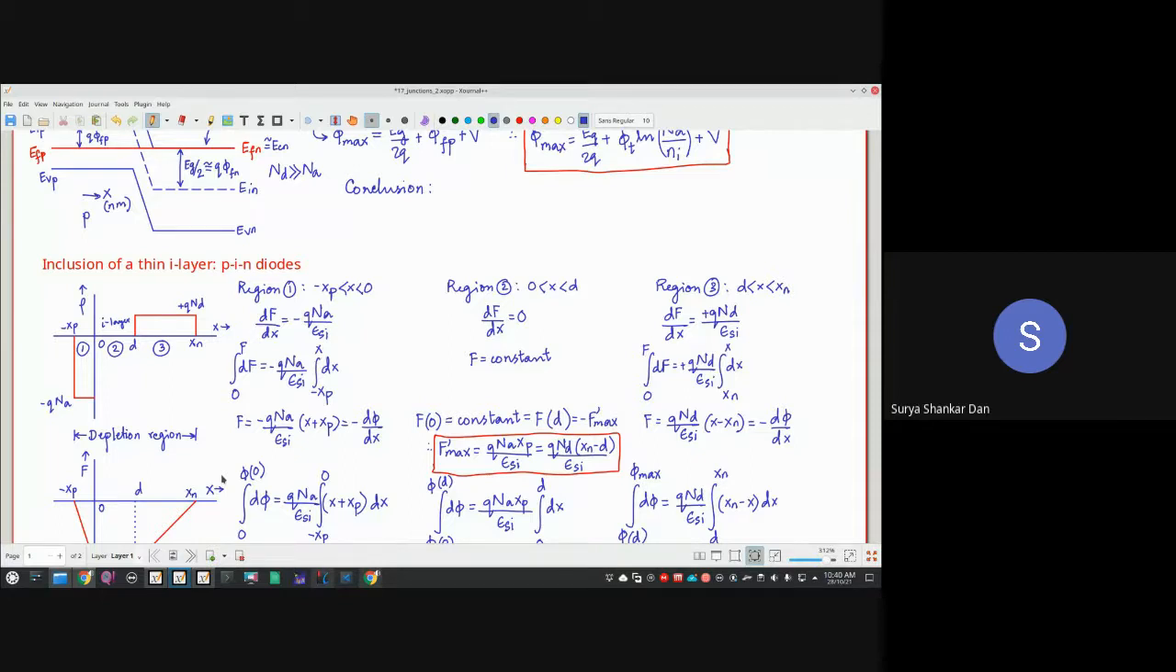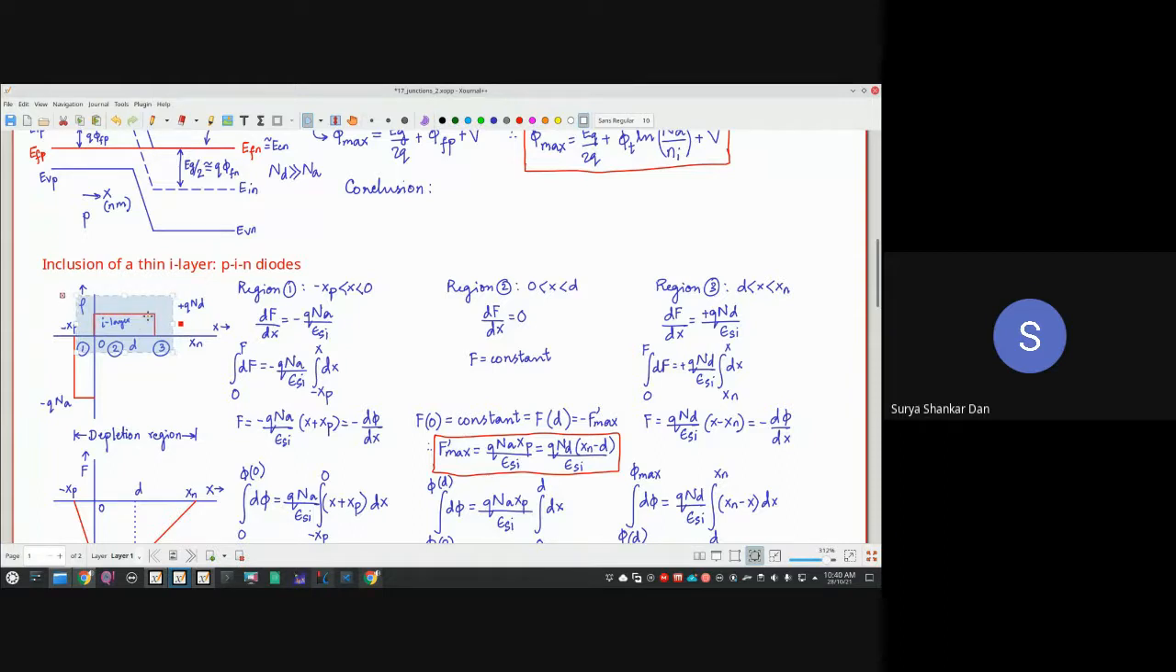Just to do that, we usually use one small I region of length, say D, which is sandwiched between the Na and the Nd regions. ठीक है ना? पहले क्या था? This entire box, let us say, this was somewhere here. है कि नहीं?